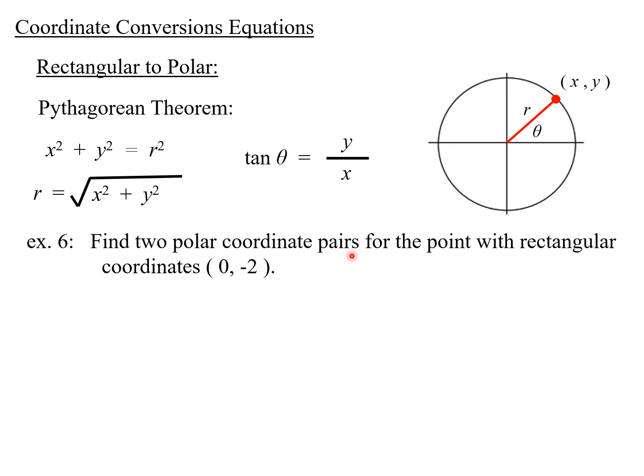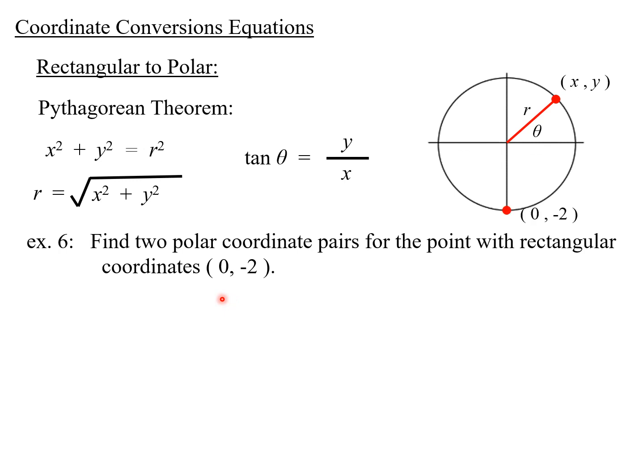All right, as a final example, let's find two polar coordinate pairs for rectangular coordinates 0, negative 2. Once again, we're going to find the r. Oh, by the way, where is that in here? It's right on the y-axis, right? Let's keep that in mind. 0, negative 2 is somewhere around there, say.